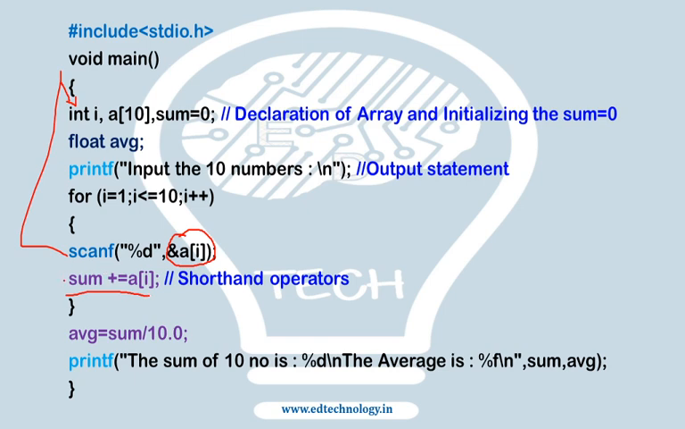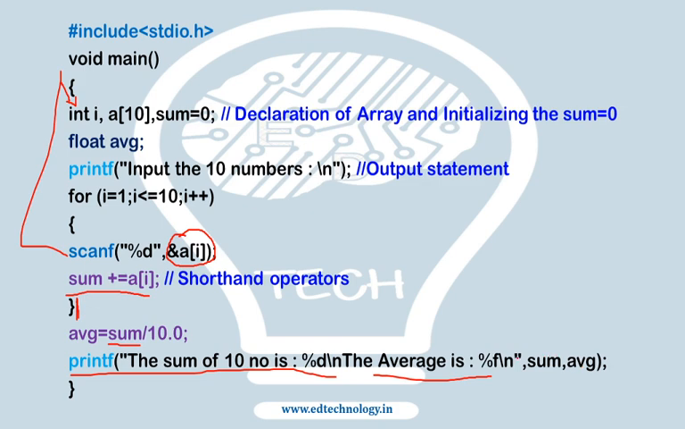This will store the sum value, and outside the loop, which is getting over here, I have written average. Sum would have the total of the 10 values divided by 10.0 because I want the average in floating point, or else you can write 10 also. And then I'm printing in here the sum using %d and average using %f, right? And then the variables which I want to print.